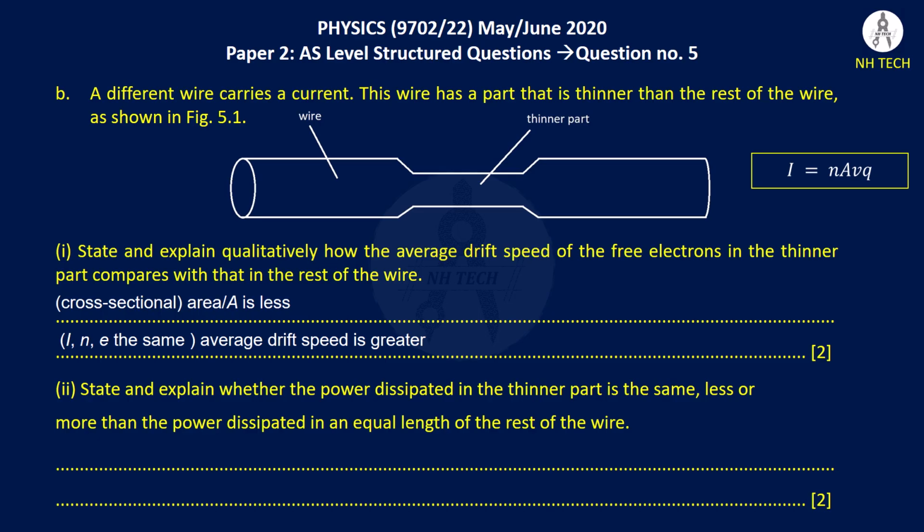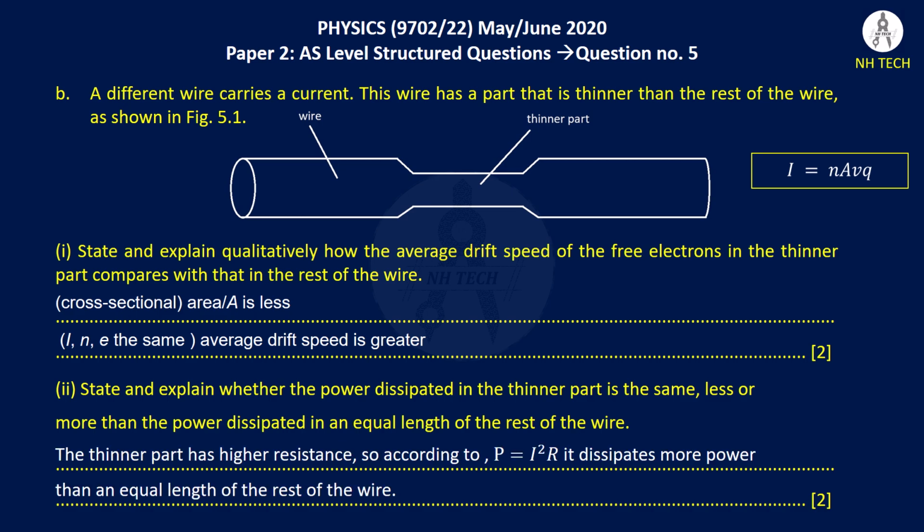Part 2. State and explain whether the power dissipated in the thinner part is the same, less or more than the power dissipated in an equal length of the rest of the wire. The thinner part of the wire has a higher resistance because its cross-sectional area is smaller. As current flows through it, the electrons experience greater opposition to their motion. Since electrical power dissipation is given by P is I square R, the higher resistance causes more power to be dissipated in the thinner section compared to an equal length of the rest of the wire.